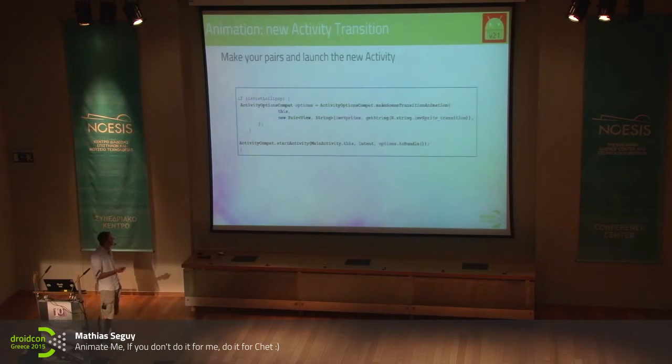Then when I want to launch my new activity, I just have to say ActivityOptionsCompat.makeSceneTransitionAnimation, and I give the pair. I want to change this image view to the future component which has the same name as the transition name. Okay? And then I use ActivityCompat.startActivity, my main activity, the intent, and the options bundle. And it's over. So it's one line of code, and one other line of code.